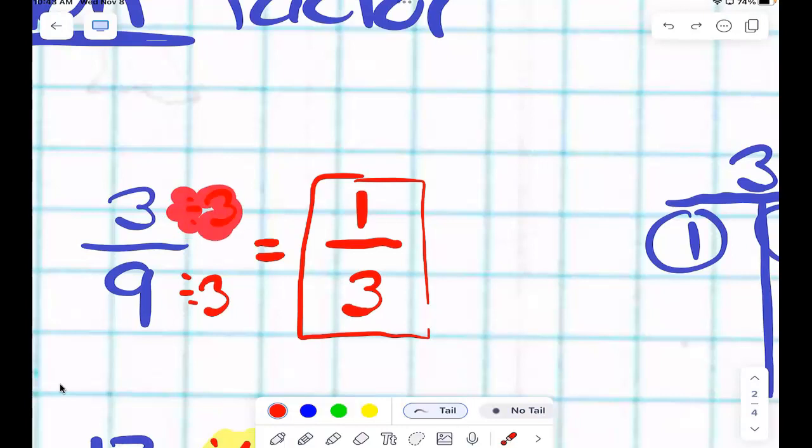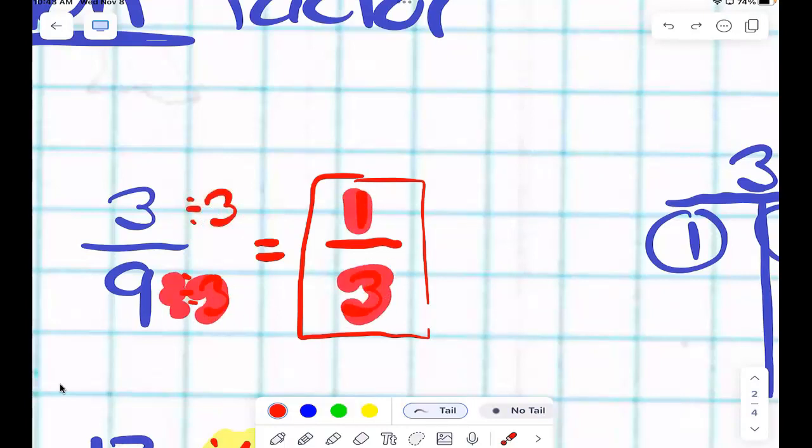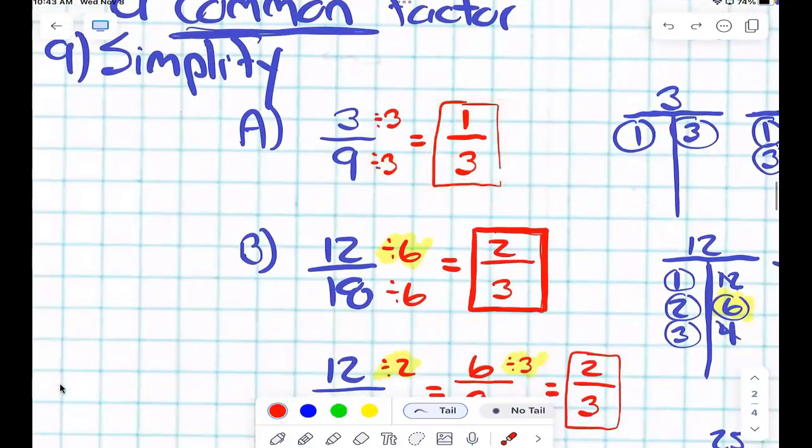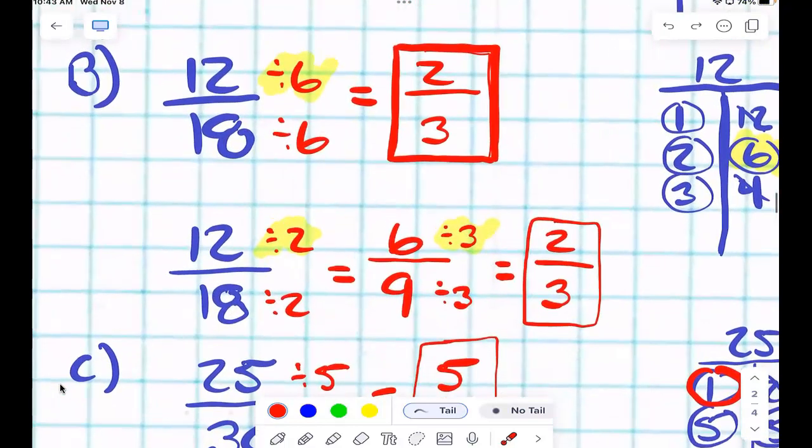So if I divide the 3 by 3 and the 9 by 3, what do I get? What is 3 divided by 3, guys? 1. What is 9 divided by 3? 3. So is 1/3 the same as 3/9? Yes. So I just reduce it, yes? Yes.